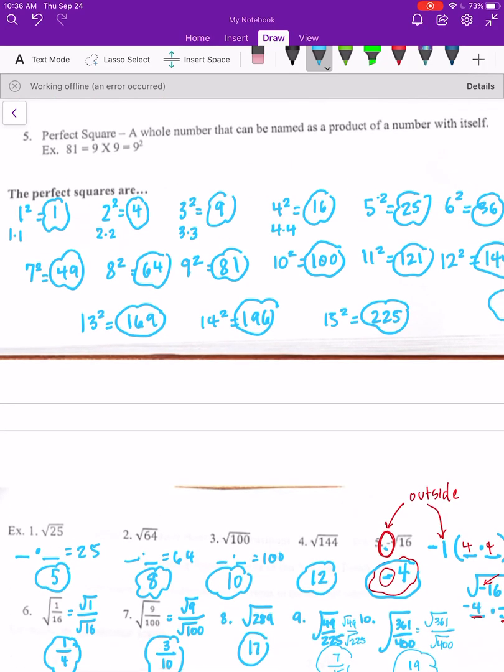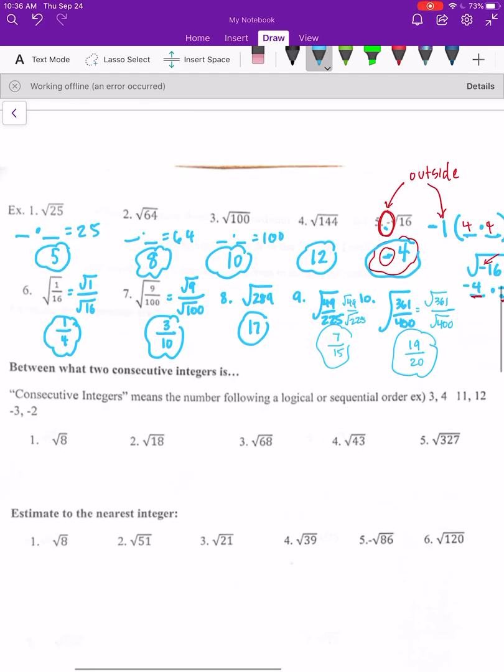Getting familiar with these. And then doing square roots, whether it be a number, it has a negative sign in front, or a fraction. All right, good luck.